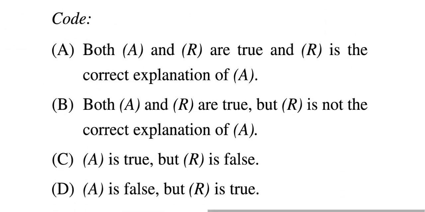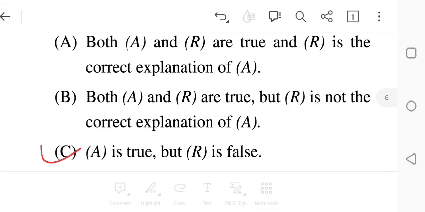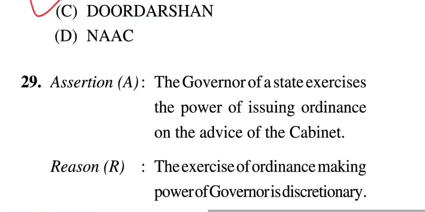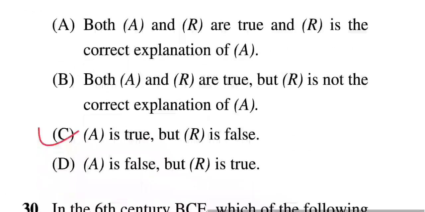Correct answer will be number C, that is A is true, but R is false. So let me give you the explanation that is needed here. A is true, but R is false. That means the governor of a state exercises the power of issuing ordinance on the advice of the cabinet. This assertion is correct, but the reason here, the exercise of ordinance making power of governor is discretionary, is not true. It is wrong.